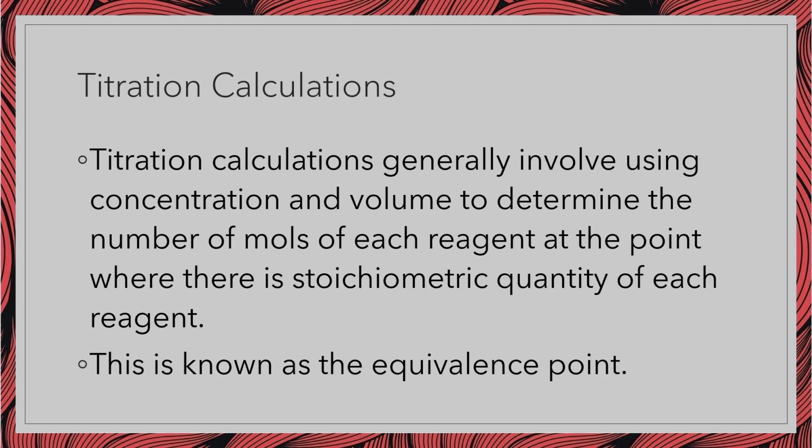Now, titration calculations generally involve using concentration and volume to determine the number of moles of each reagent at the point where there is a stoichiometric quantity of each reagent, which means that we're looking for the point where there's equal amounts of both. If our reaction's 1-to-1, then there'll be 1-to-1 moles. This is known as the equivalence point, so it's where the number of moles of each reagent are equivalent. Okay, so it's our equivalence point.